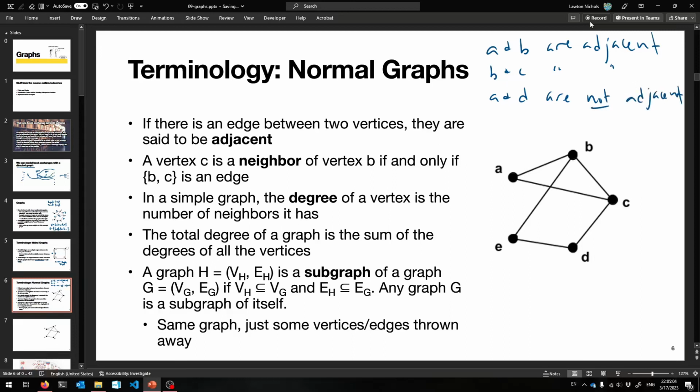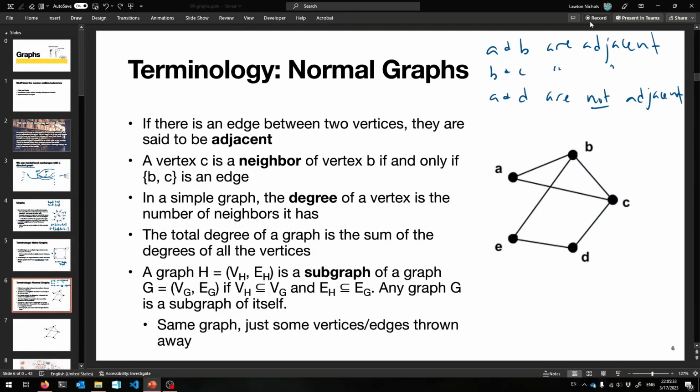Okay, so that's that. Just means who's next to you in terms of edges. You can also talk about it from one of the vertices' perspectives. You can say that there's a neighbor. So C is a neighbor of B if and only if they're connected. There's an edge between the two. So this edge means that C has B as a neighbor and B has C as a neighbor. That's all. Again, the concept of adjacency all over again.